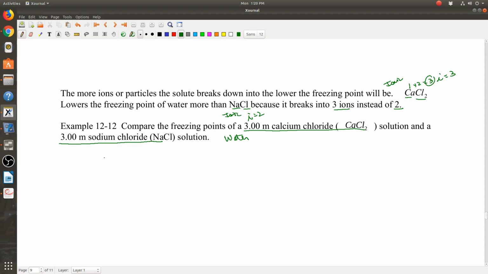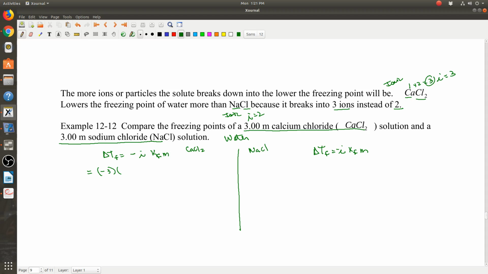All right, we have to use delta T sub F equals negative i K sub F m for both of them. There's not going to be a lot of work. We're just comparing here. We'll do calcium chloride on this side, and sodium chloride on this side. The i here is negative 3.